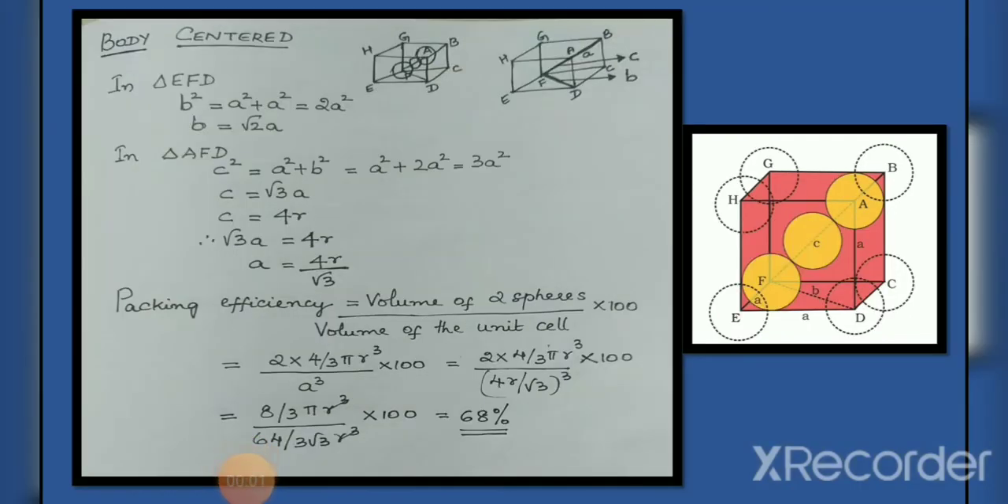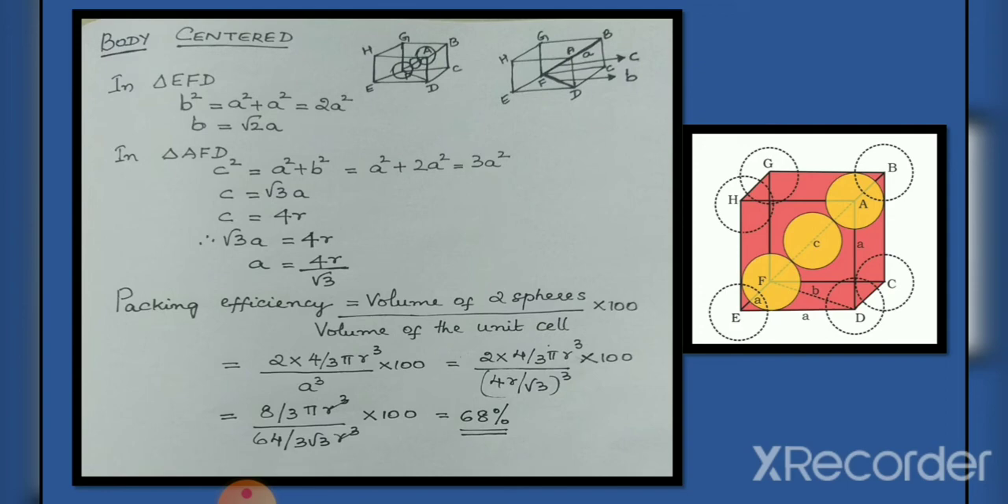Packing efficiency in body-centered cubic lattice. Here consider the atoms present at the corners A and F and one atom present at the body center. The edge length is taken as a, the diagonal FD is equal to b and the diagonal AF is equal to c. When we consider triangle EFD, we get b squared is equal to a squared plus a squared, that is b squared is equal to 2a squared, or b is equal to root 2 a.